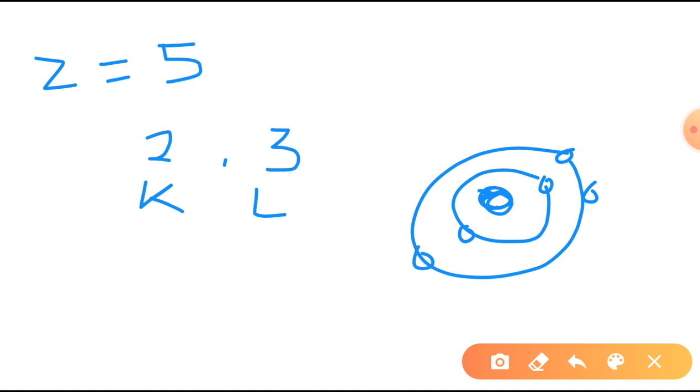Now let's take one more example. This time let's say the atomic number is 11. So we are taking Z equals 11. It's sodium, whose symbol is Na.